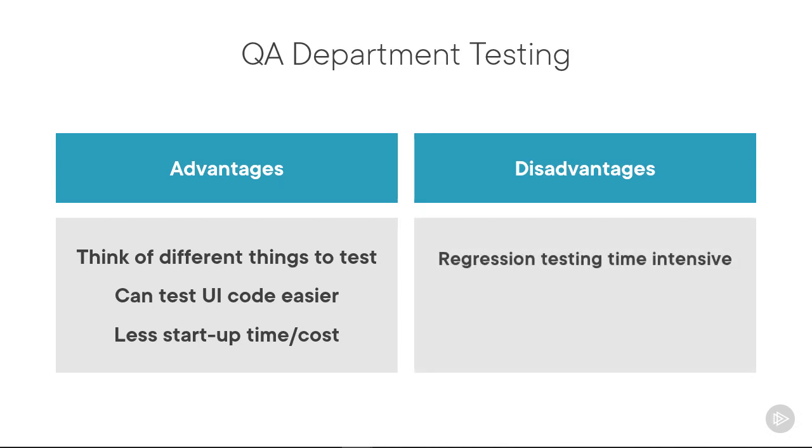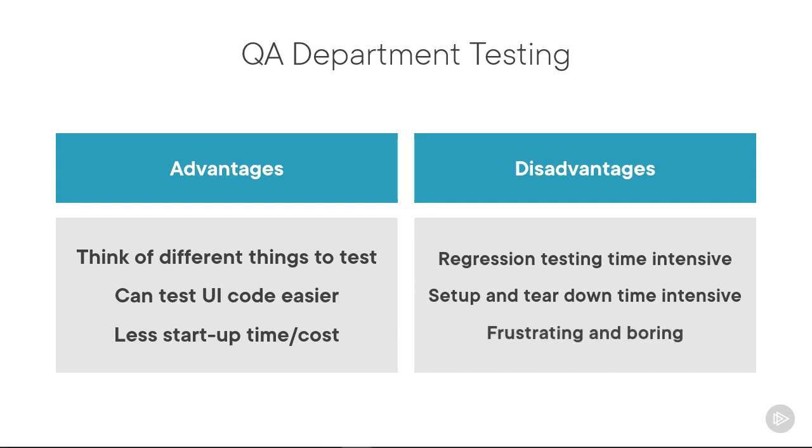If you think about it, a human has to always go back and run the same stuff over and over again every time a new change is made. That can be very time consuming. The setup and teardown can also be time intensive. If the QA person has to set up a whole database, maybe move some test data in there, and then once he's done, he's got to tear that all down again, time intensive. And also, for a lot of QA people, this becomes very frustrating and very boring. So turnover in a QA department can be very high.